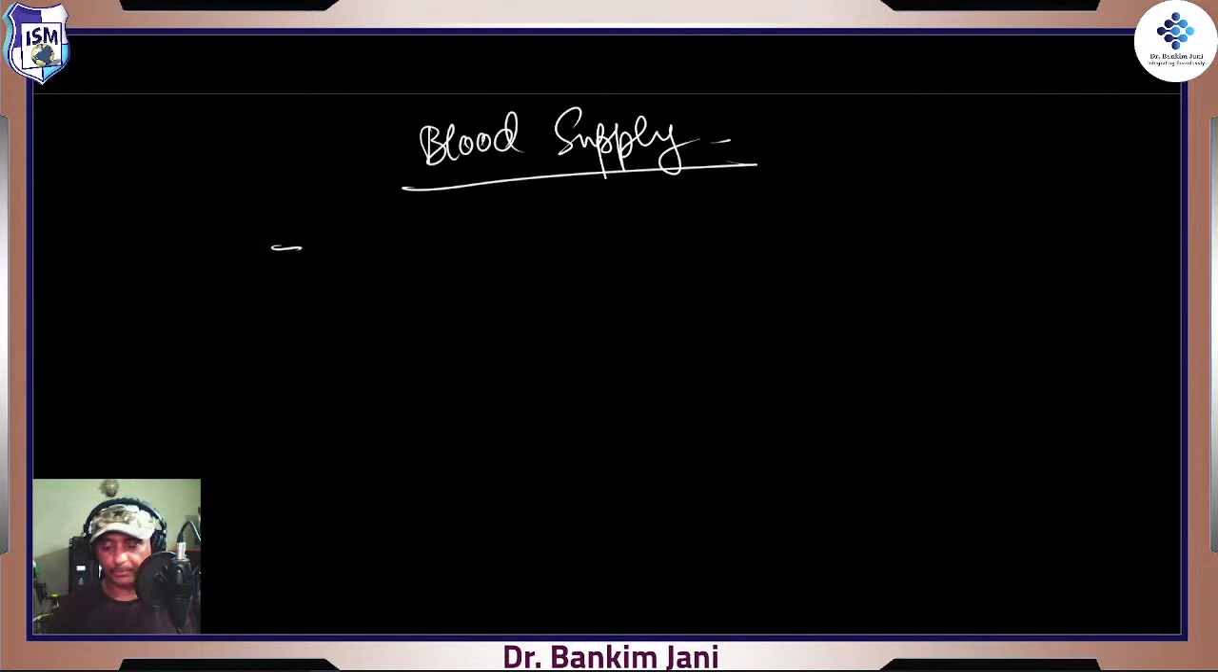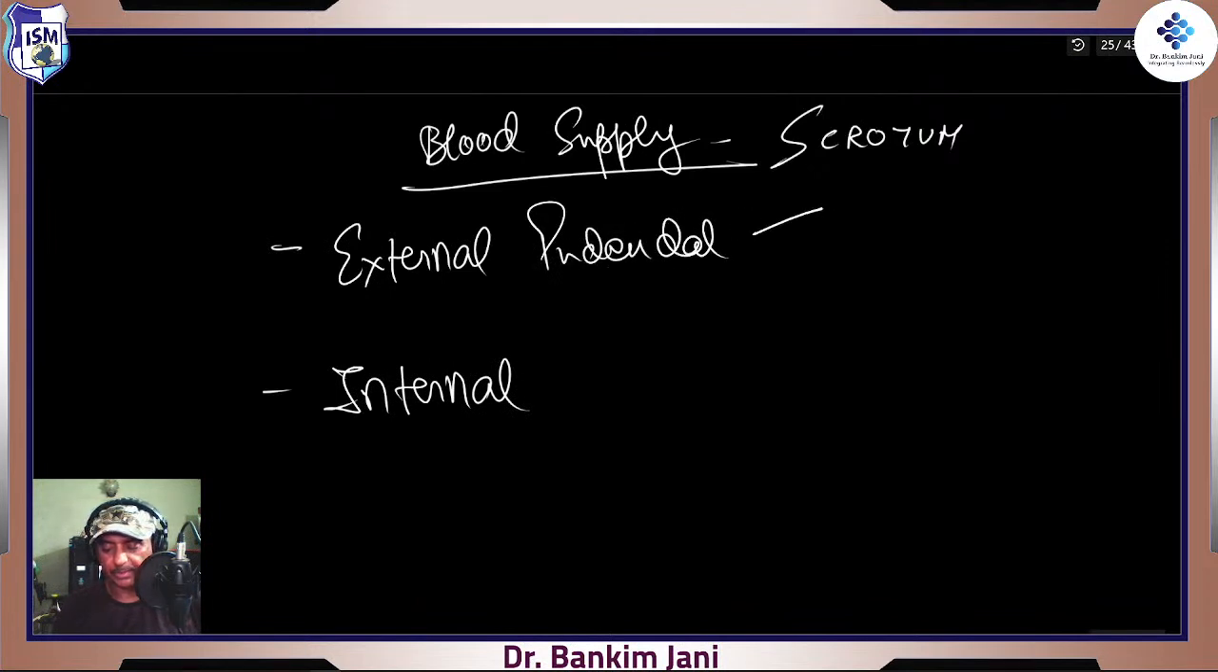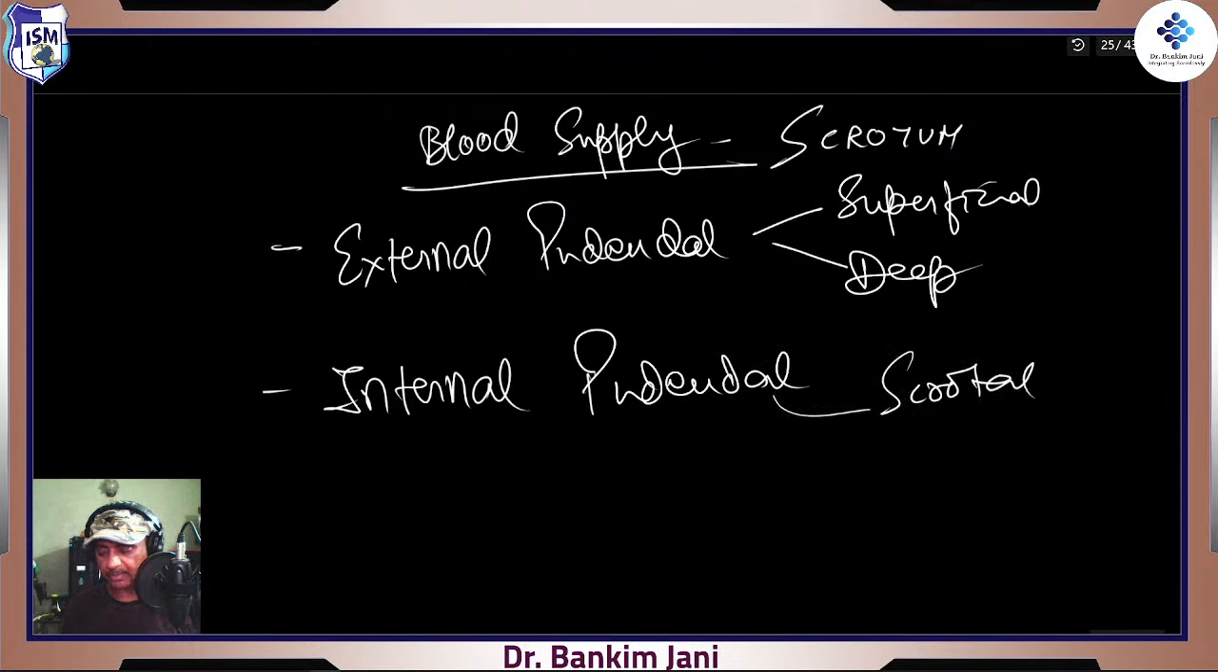So regarding the blood supply of the scrotum, you need to understand, either write down the word external or write down the word internal. For the external, it is the external pudendal, and it has the superficial branch and the deep branch. Similarly, there is the internal pudendal. It would be having its scrotal branch, because the internal pudendal is vital, it is going everywhere. So over here to the scrotum, it will be giving the scrotal branch.